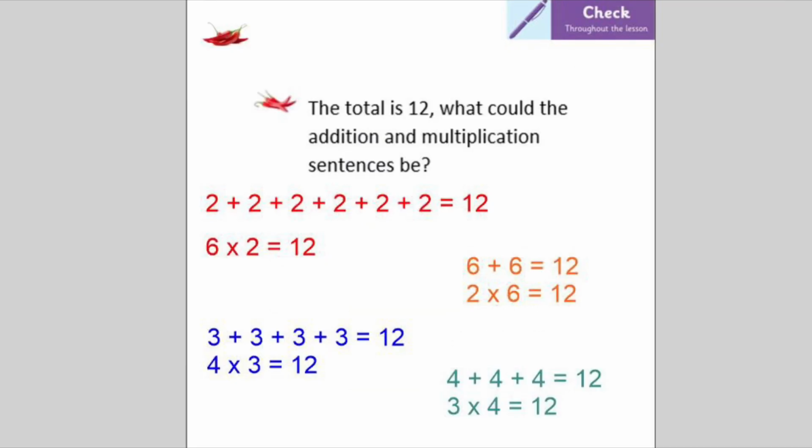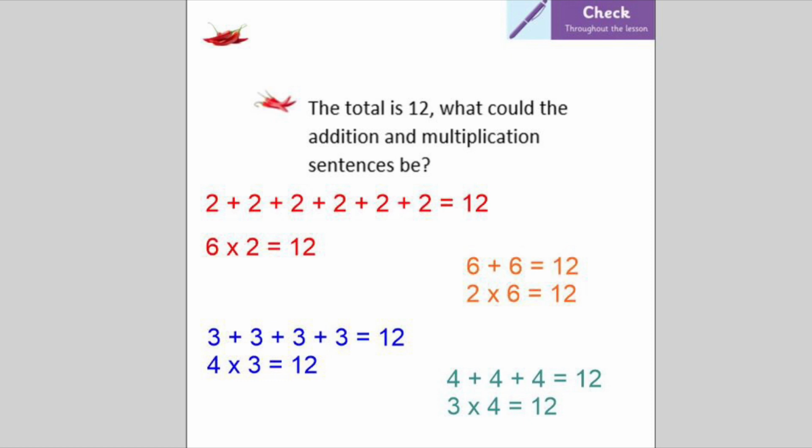Now our Chili 3 investigation. So I decided to count in twos first and discovered that 2 add 2 add 2 add 2 add 2 add 2 is 12. That means 6 times 2 is 12 because I've got 6 lots of 2. Now, an interesting thing about multiplication is that it's something that we call commutative, which means it can go either way around. So 6 times 2 is 12, but it's also true that 2 times 6 is 12. And I've got my addition sentence as well. 6 add 6 equals 12 to prove that.